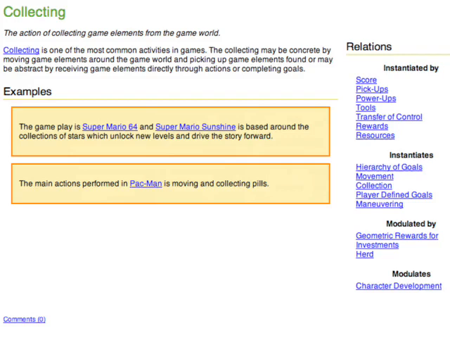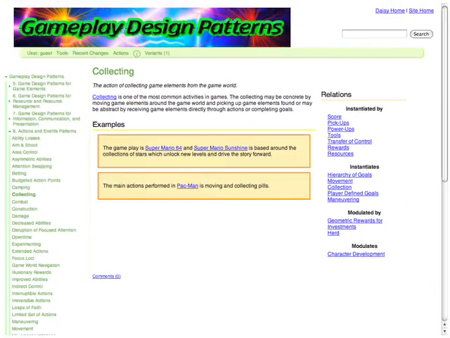So it tells us what other patterns instantiate collecting. So for instance, we know that score instantiates collecting, as does pickups. Okay. We also know that collecting in its turn instantiates other patterns. So it instantiates, among others, hierarchy of goals, movement, etc. There are patterns that it is modulated by, and there are patterns that it modulates. And we don't see any patterns that would be in conflict with here, but that could happen for some other design patterns. So that's what a design pattern for video games looks like.